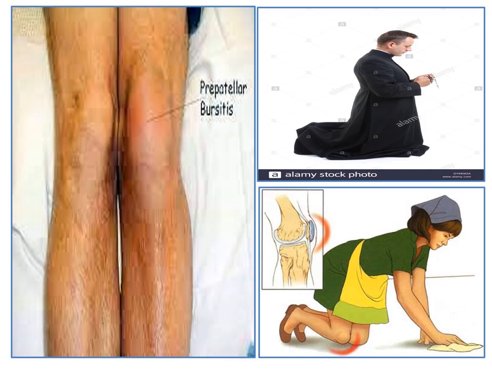In the case of clergyman's knee, it is usually due to problems with the infrapatellar bursa. So as you can see, this is a clergyman. The way in which he kneels down is different from the way in which a housemaid will kneel down, and as a result, what tends to be affected is the infrapatellar bursa, not the prepatellar bursa. That concludes our module on the joints of the lower limb.